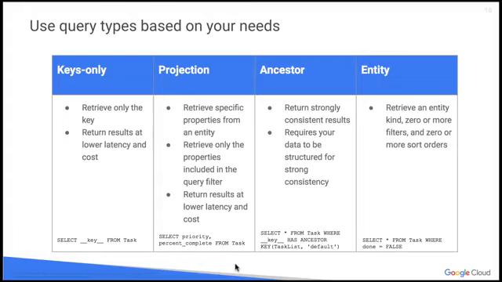If you need strong consistency for your queries, use an ancestor query. Note that ancestor queries require that you structure your data for strong consistency. An ancestor query returns strongly consistent results. An example is shown in the table as well.